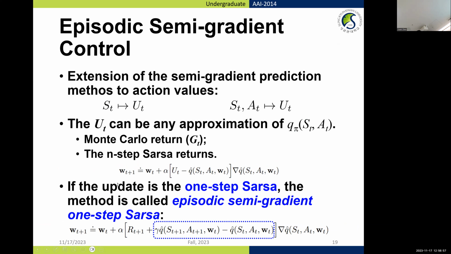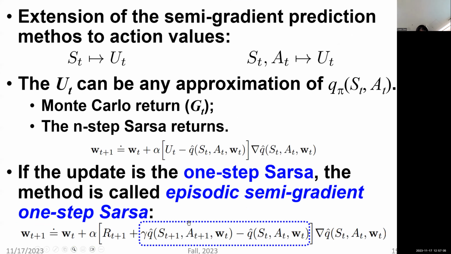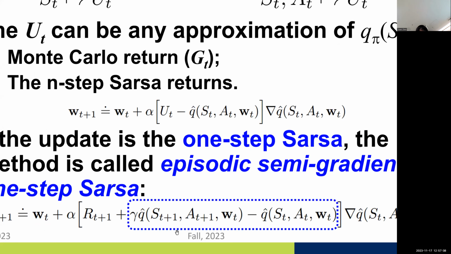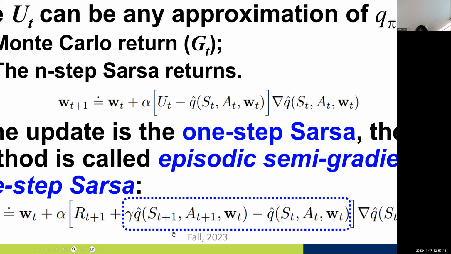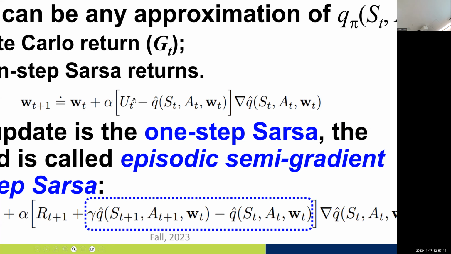If you use one step Sarsa, the method is called episodic semi-gradient one step Sarsa. We just expand from the above, the UT will become the RT plus 1 plus gamma Q hat. So this is the next step. So I think the highlight rectangle should be put on the RT plus 1 and the gamma Q hat, not the later two parts. So it should be moved to the first two parts of this.